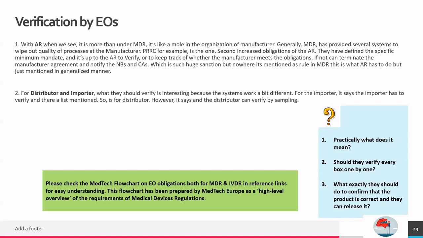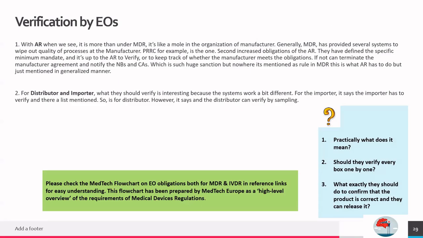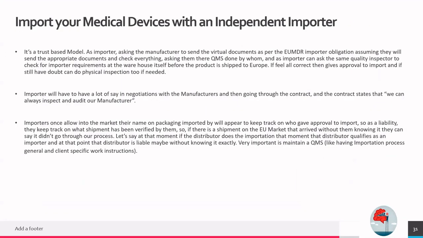For distributors, it's even worse, because they normally don't have such a direct relationship with the manufacturer, which is why the regulation has kept sampling provisions, because distributors have fewer options than importers. By having a quality agreement with the manufacturer, distributors are told how they can sample. These are the answers on how verification by economic operators on each other can be done. Please check the MedTech flowchart on economic operator obligations, for both MDR and IVDR. It will help you while going through the regulations as well as the obligations.